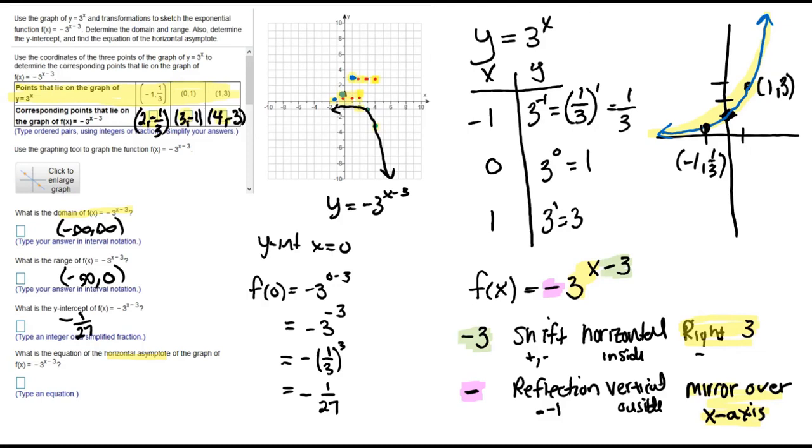Then it says, what is the equation of the horizontal asymptote? Okay, your horizontal asymptote on the original graph was right along the x-axis. That's the horizontal line y equals 0. And since we only did a shift to the right and a reflection, our horizontal asymptote didn't move, and it is still y equals 0.